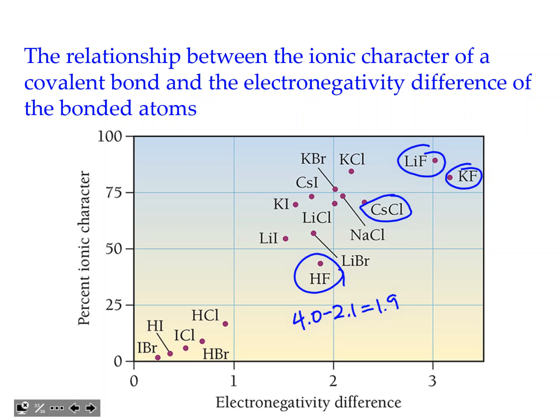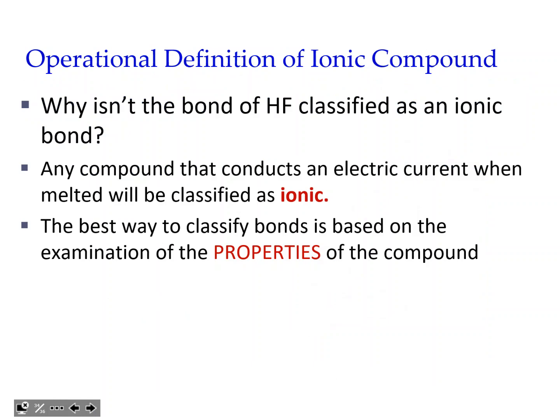So, basically, why isn't the bond of HF classified as an ionic bond? Because it doesn't meet the actual operational definition of an ionic compound. Any compound that conducts an electrical current when melted can be classified as ionic. So it has to be able to do that. The HF isn't able to conduct electricity. So the best way to classify bonds is really based off of the properties of the different compounds. And we're going to do a lab where we look at the different properties of the compounds to determine bond type.